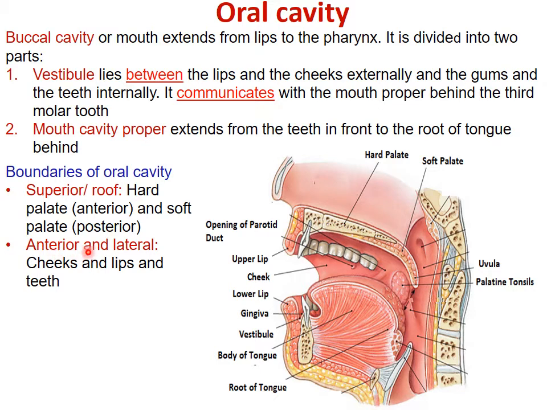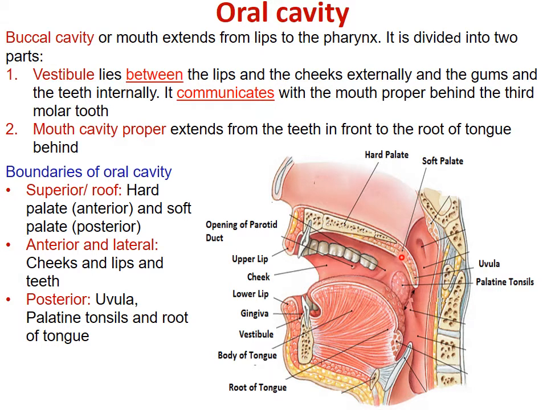Then come to the anterior and lateral walls of the oral cavity. The cheek muscle, the buccinator muscle, usually forms the lateral wall of the oral cavity. Anteriorly, we have the lips, upper lip and lower lip. What is the name of the muscle that forms the upper and lower lip and surrounds the opening of the mouth? That muscle is the orbicularis oris. Then come to the posterior: the uvula, palatine tonsils, and the root of the tongue. These are three structures. This is the posterior part of the oral cavity, where there is an opening into the pharynx, the oropharynx.